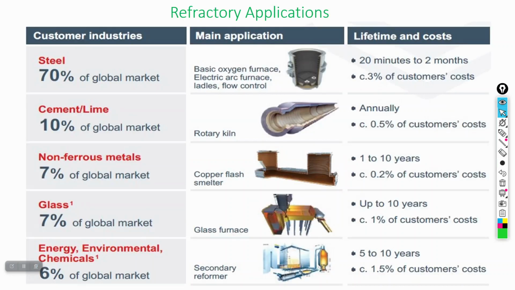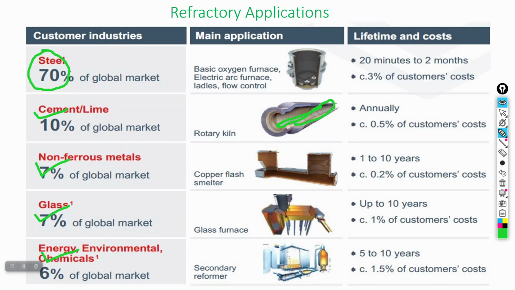So here are the refractory applications. Globally, of all the refractory items which are produced, 70% is utilized in steel manufacturing, 10% in cement manufacturing, 7% in non-ferrous like aluminium and copper, 7% in glass manufacturing, and 6% in chemicals. So these are the furnaces or smelters, and the inner portion is made of these refractory materials.